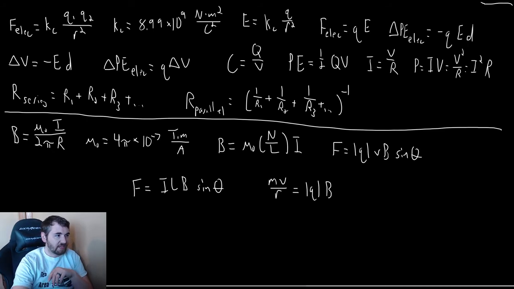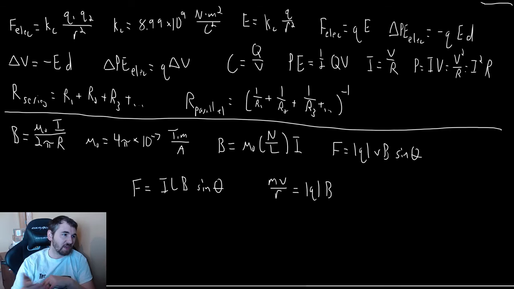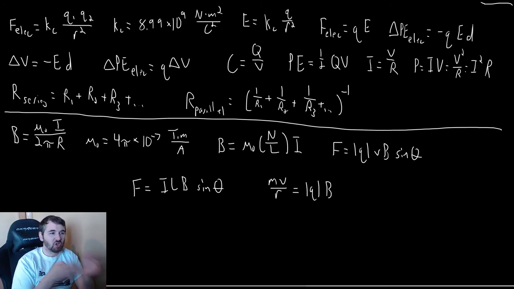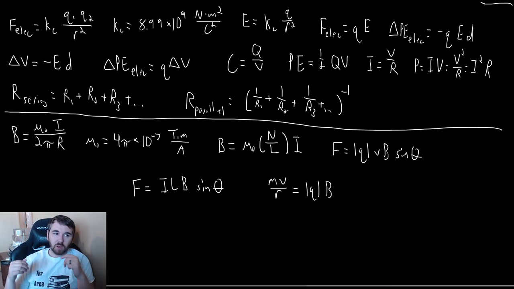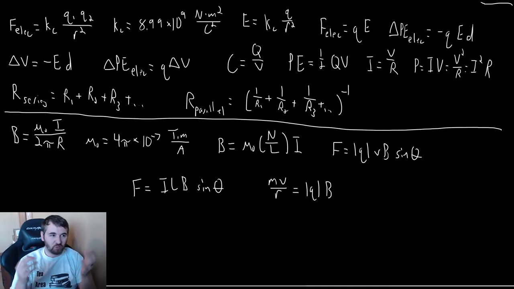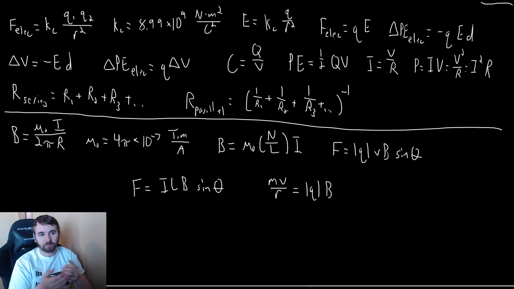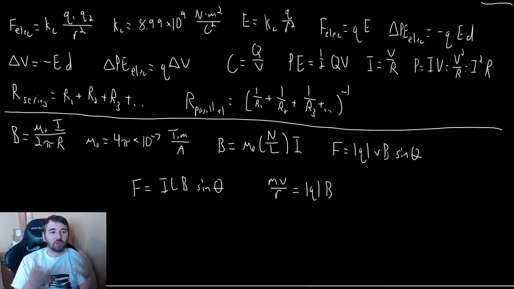Going down to the second row, no idea if that's going to show up or not. We talk about potential difference. Delta V, measured in volts, is equal to negative electric field strength times distance. We can go back to still look at changes in electrical potential energy. It's just charge times that potential difference, that change in potential. Capital C is capacitance. It's just equal to the charge divided by the voltage. Potential energy, again, 1/2 charge times voltage.